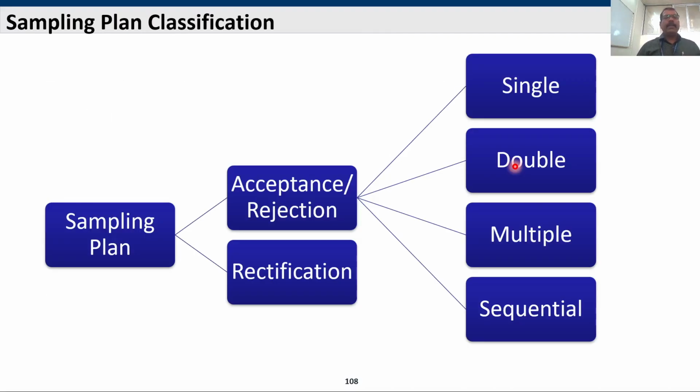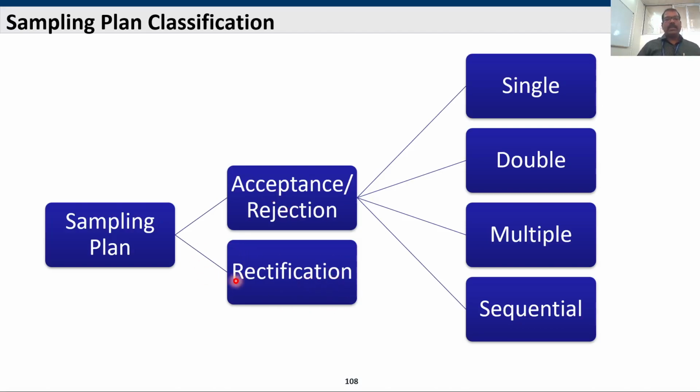So based on the sampling plan, acceptance or rejection or rectification: you have acceptance or rejection, in the sense based on the number of samples, single sampling, double sampling, multiple or sequential. Like that, 4 different methods are there for acceptance or rejection. Rectification is totally different.